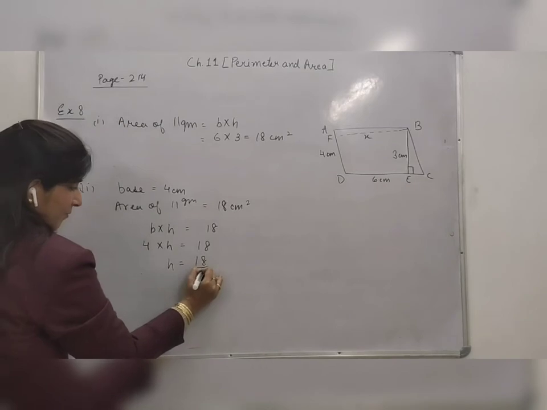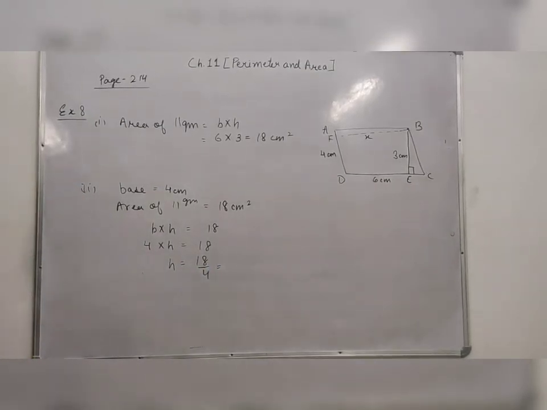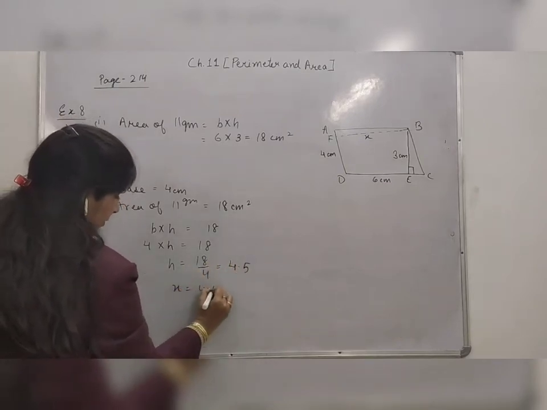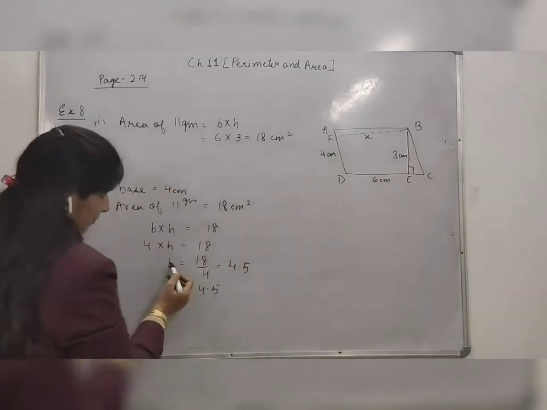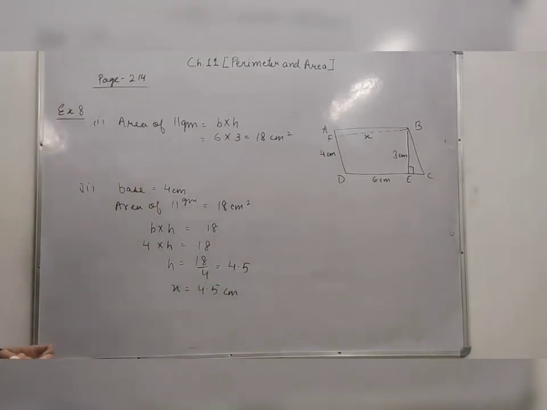We can find it using this formula: 18 divided by 4. The answer comes out to be 4.5. So x equals 4.5, because it is given that this is x. In place of h we can put x also. So 4.5 centimeter will be the answer.